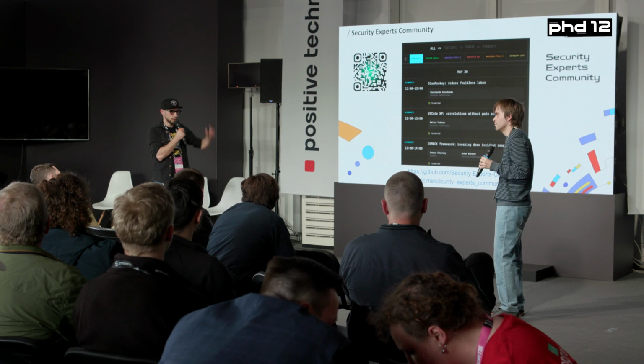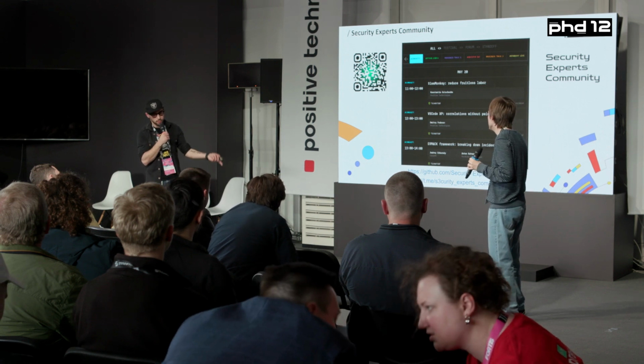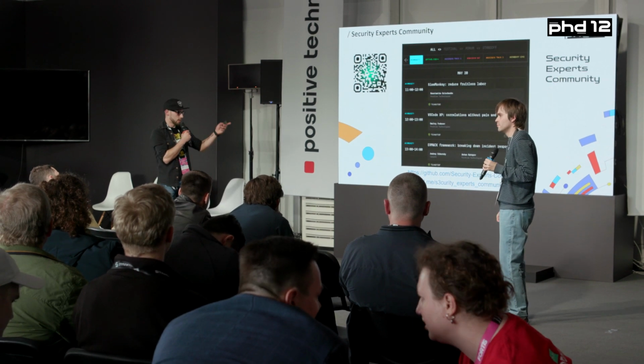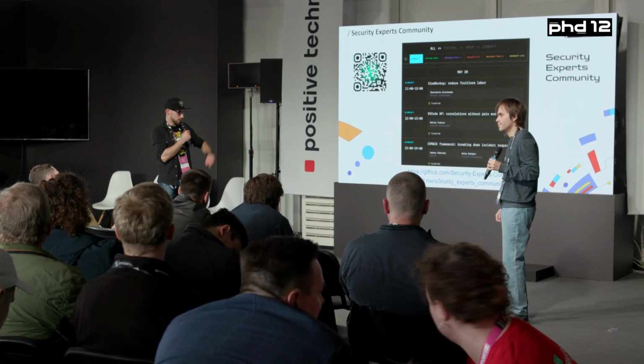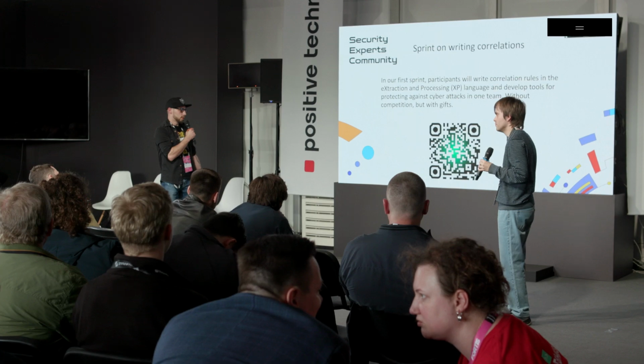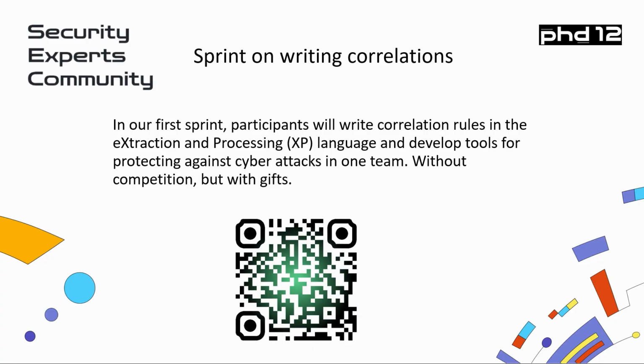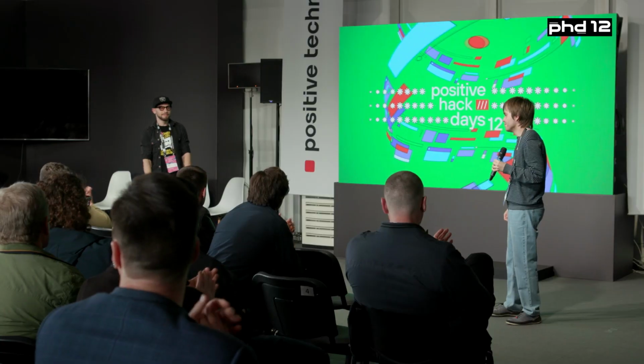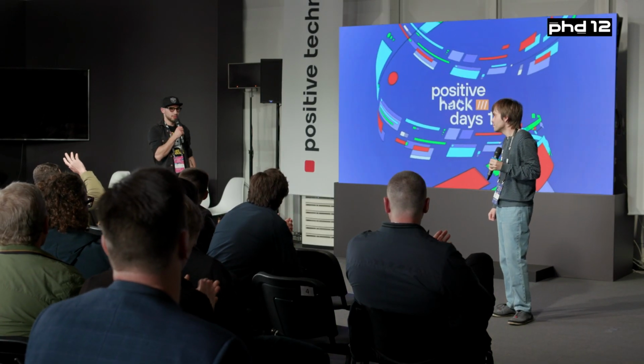All our research will be uploaded here: research, proof of concept, the detection rules. Or you can find it on GitHub. And in the nearest future, we'll have a sprint. The participants will write correlation rules in the extraction and processing language, and develop tools for protecting against cyber attacks in one team. Unfortunately, we've run out of time, so we have to wrap it up.